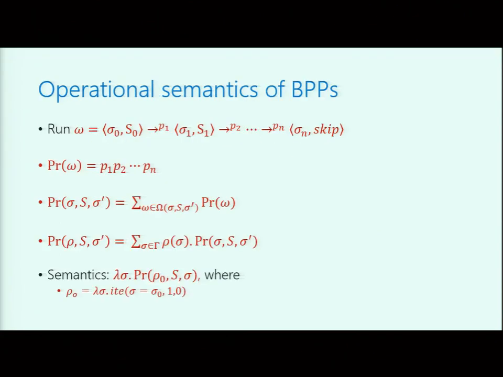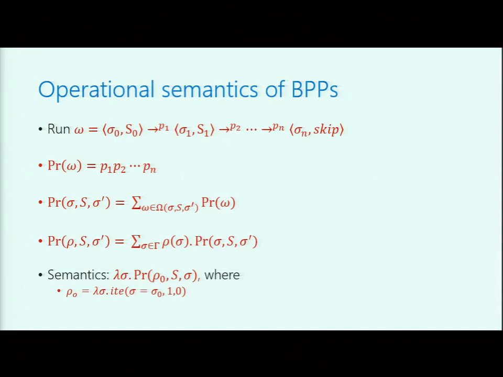So now, given this transition system, if I run the program, what do I get? When I run the program, that's called omega, it basically starts with an initial configuration and then keeps running the program until there are no more statements to run. That's what the skip statement is saying. Skip is like a no-op, right? And the probability of this run, omega, is nothing but the product of all the probabilities that you encounter during this run.